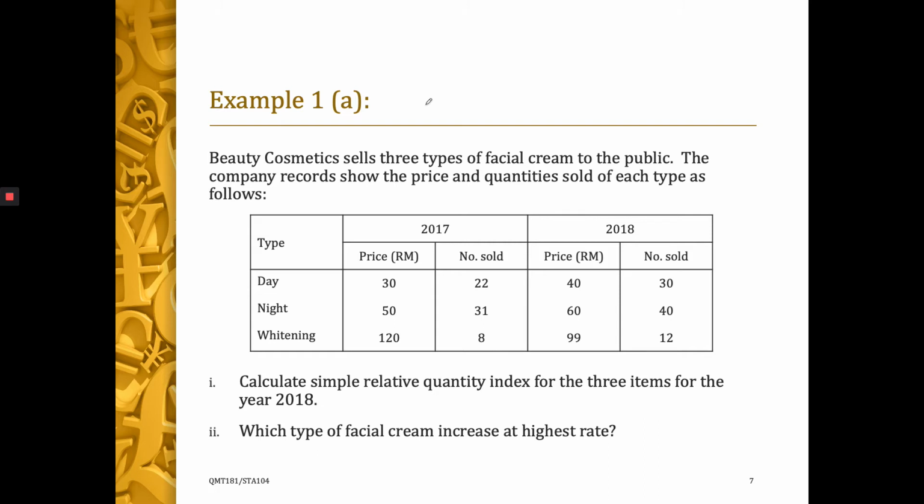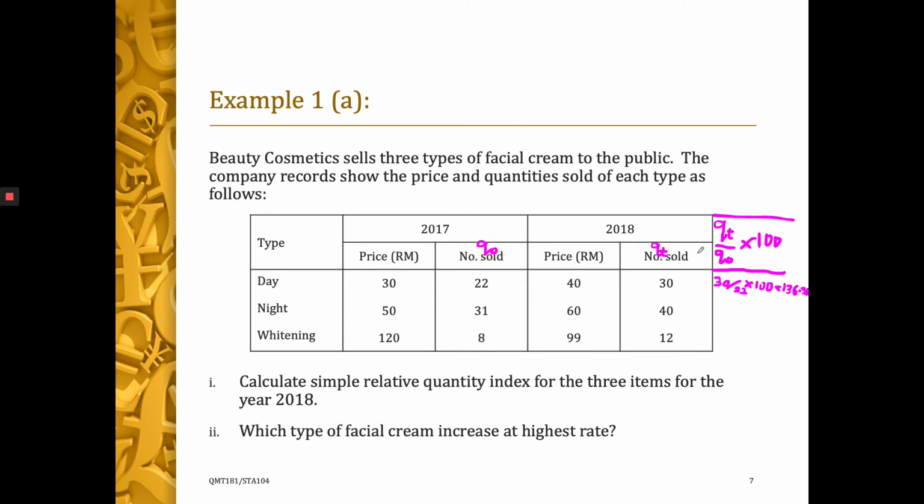Beauty Cosmetics sells 3 types of facial cream to the public. The company record shows the price and quantity sold for each type as follows. So there are 3 types of cosmetic brand, with the price and number sold for 2017 and 2018. So now we need to calculate the simple relative quantity index for the 3 items. To find the simple relative quantity index, I create another column. This will be your QT. This will be your Q naught.